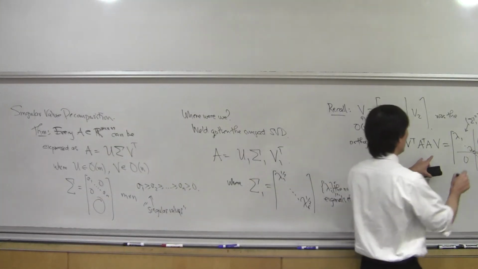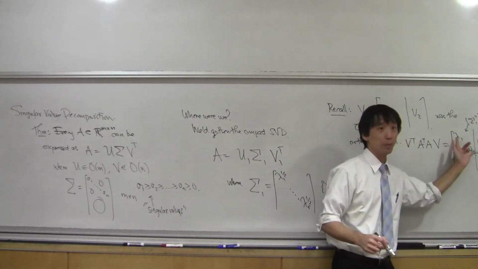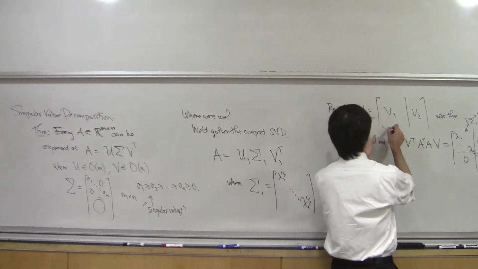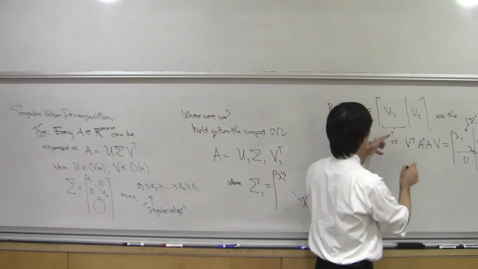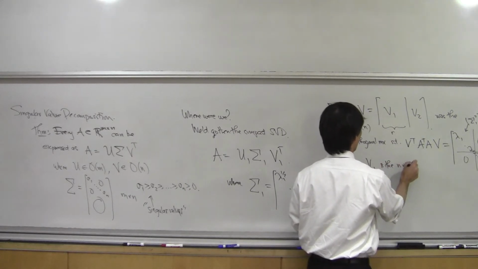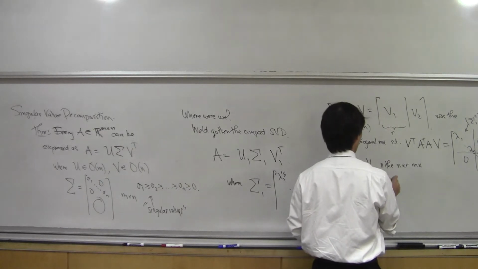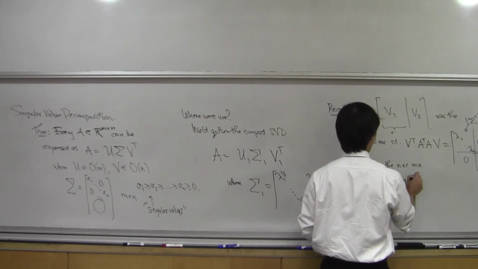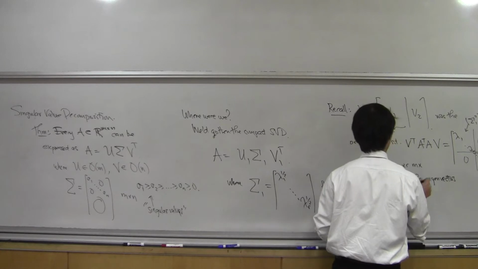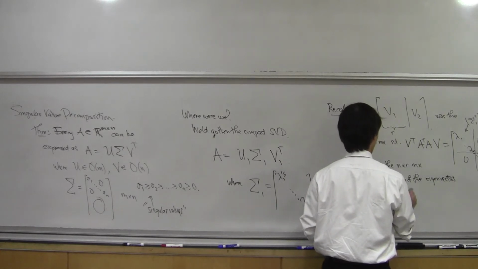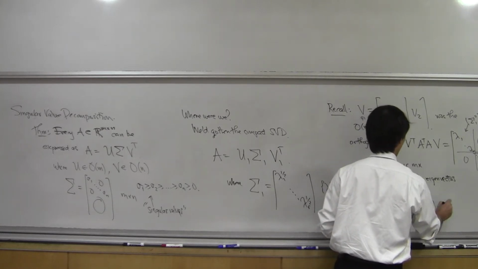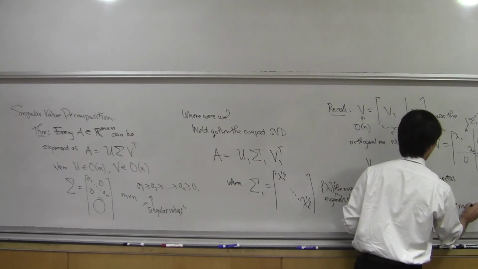Remember, r was the number of non-zero eigenvalues, and V1 was the n by r matrix consisting of the eigenvectors corresponding to lambda 1 to lambda r, the non-zero eigenvalues.